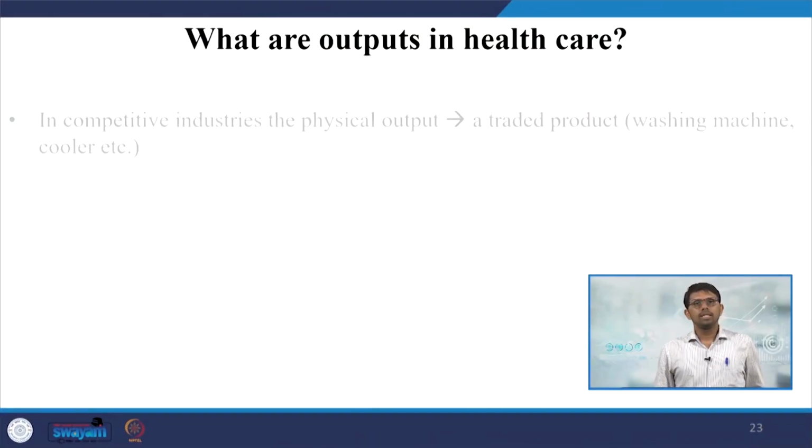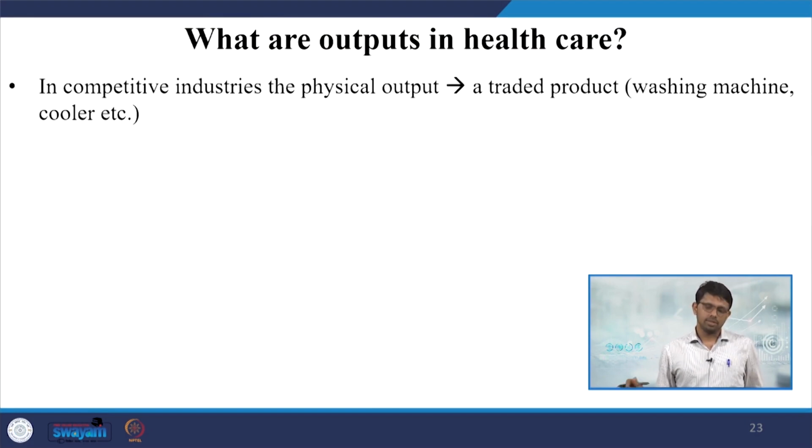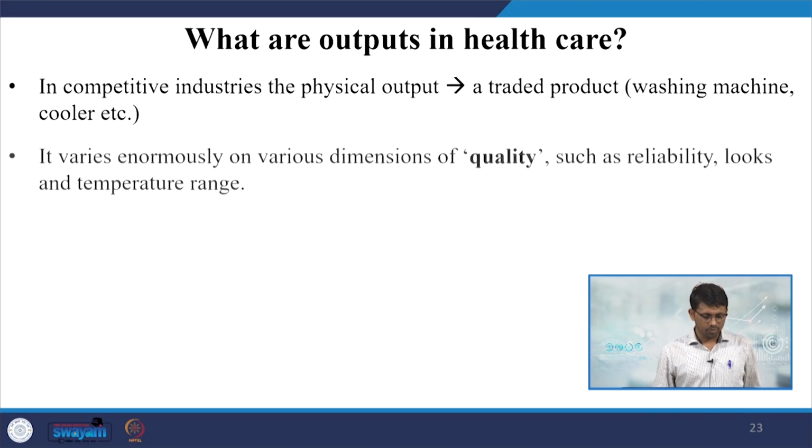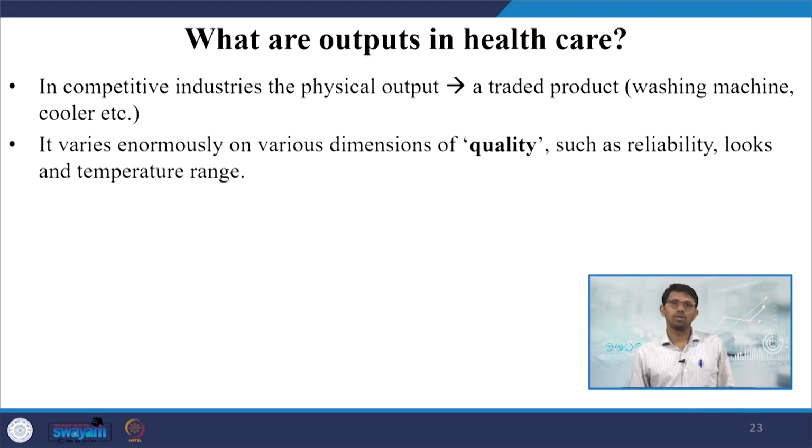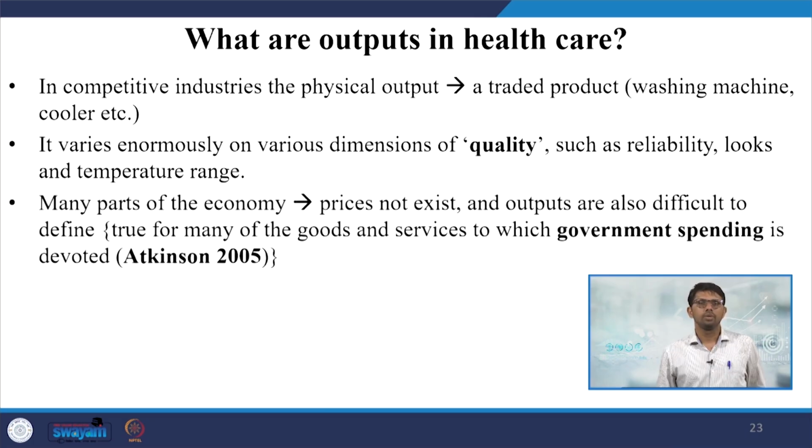So, what are the outputs in the healthcare sector, the unit we are discussing? In competitive industries, the physical output is basically a traded product, maybe your washing machine, cooler, etc. It varies enormously on various dimensions of quality, such as reliability or look or temperature range, etc. In many parts of the economy, prices do not exist, and outputs are also difficult to define.